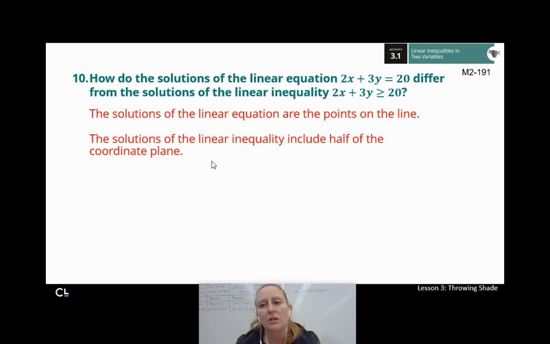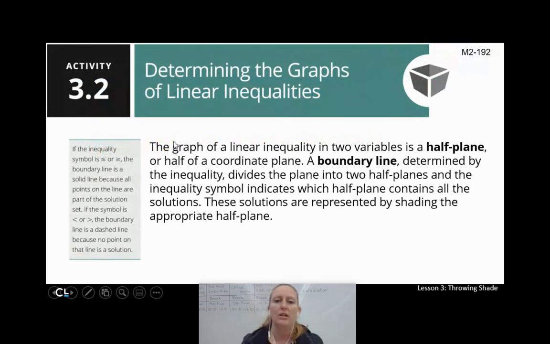So this brings us to some important definitions on page M2-192. The graph of a linear inequality in two variables is a half plane, or half of a coordinate plane. And the boundary line determined by the inequality divides that plane into two halves. And the inequality symbol indicates which half plane contains all the solutions. And these solutions are represented by shading the appropriate half plane. So we take our inequality, we graph the line, that's the boundary line, right? And then the side that we shade is the half plane that represents all of our solutions.